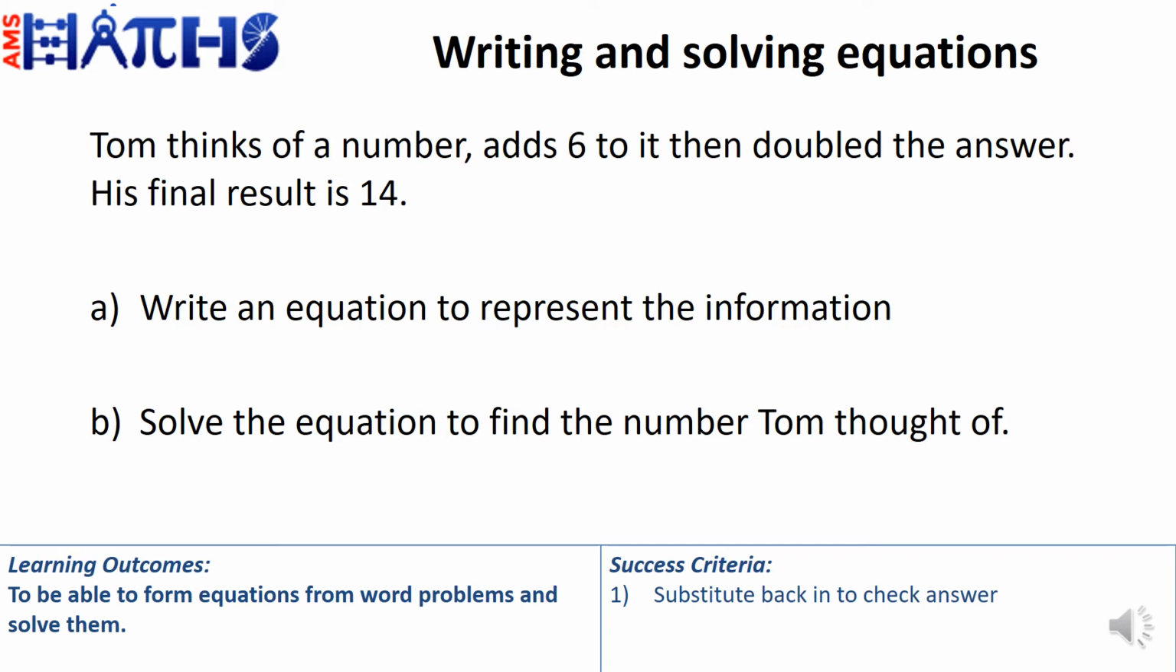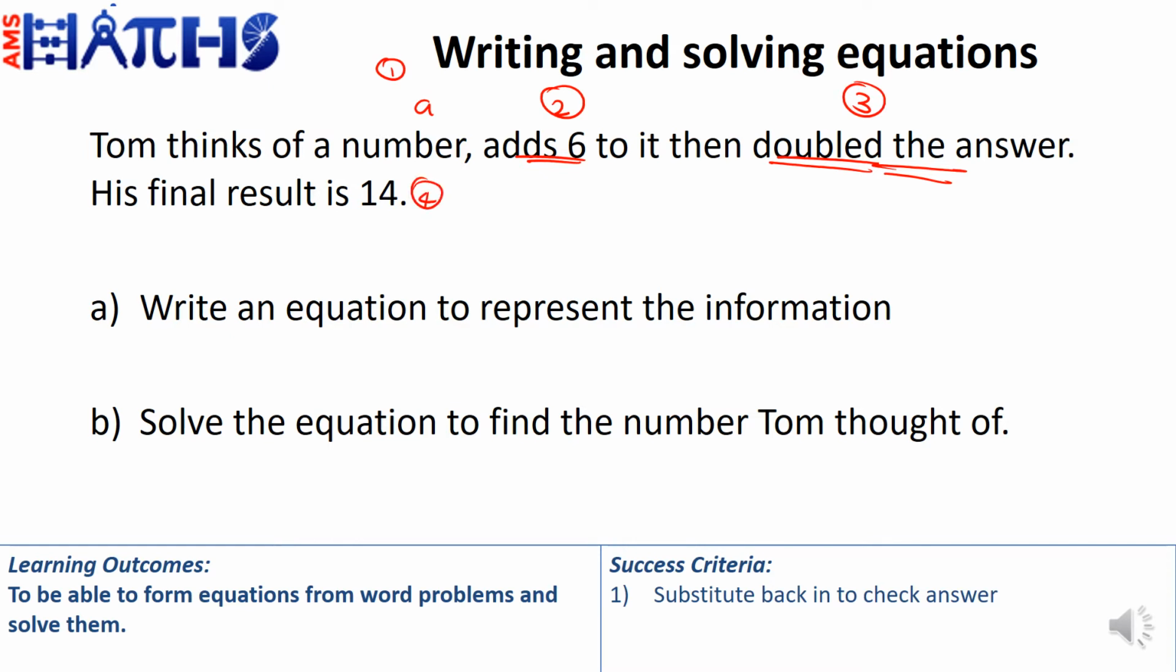So it says Tom thinks of a number. Let's call that number A. We don't know what it is, so we start with a letter and we are choosing A. So he thinks of the number A, which is the first thing. He adds 6 to it, which is the second thing. Then doubled the answer. That's the third thing, and his final result is the fourth thing.